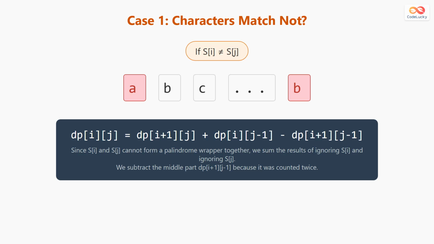Now for the logic. Case 1 is when the characters at both ends, s[i] and s[j], are different. In this case, they cannot form a palindrome wrapper together. So, we add the results of excluding the left character and excluding the right character, then subtract the middle part to avoid double counting.